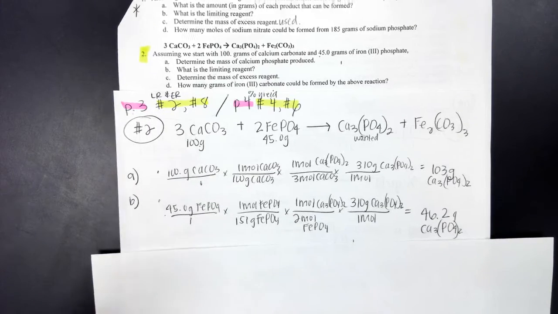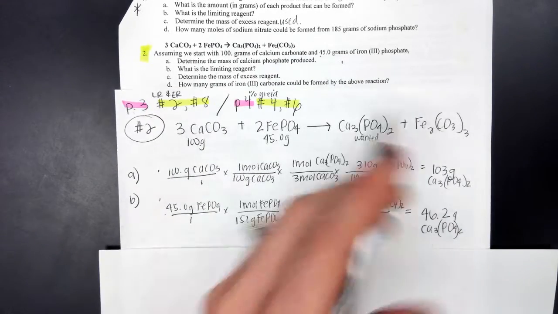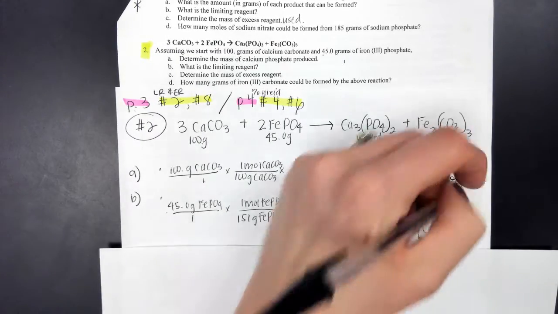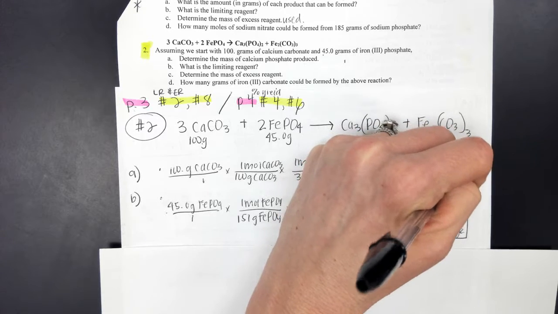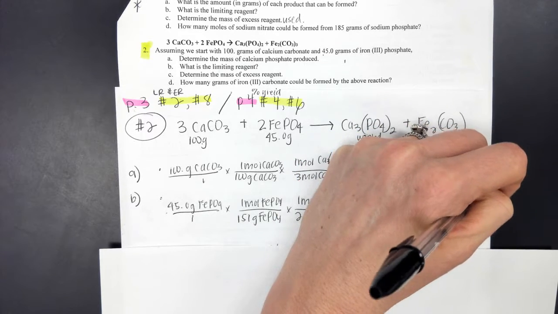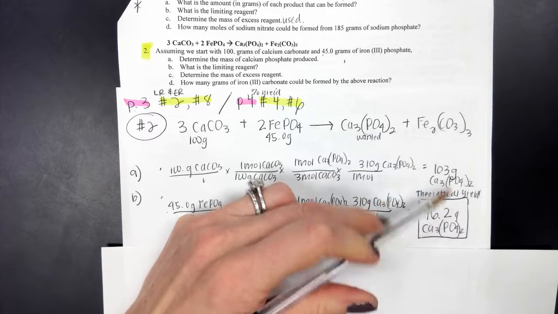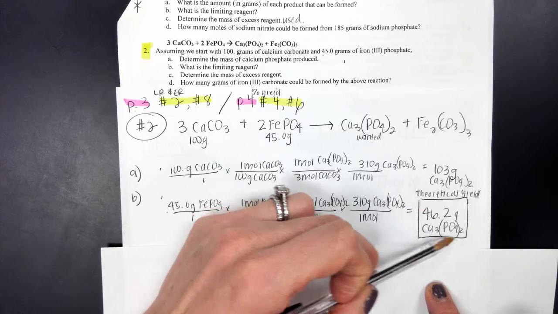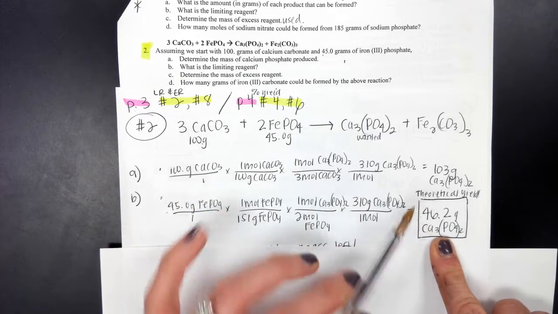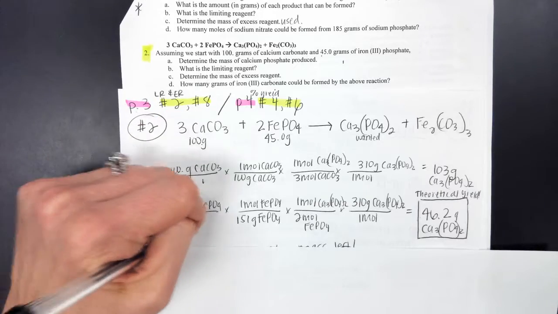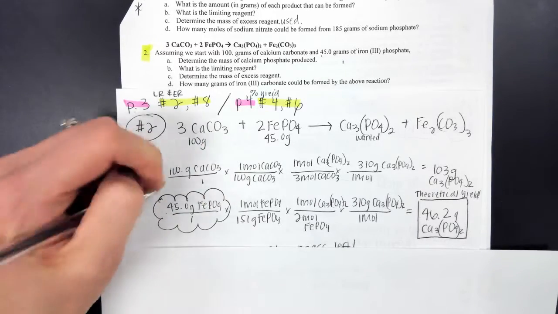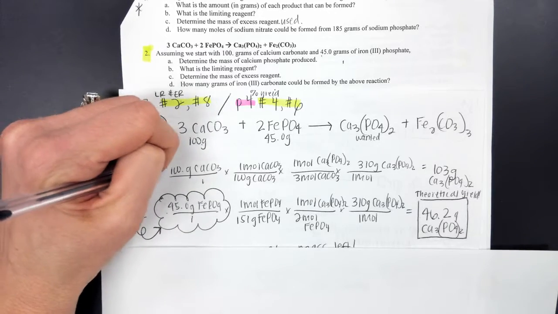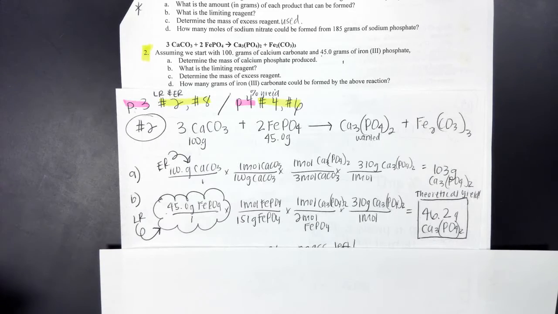Okay, so the maximum amount I can produce is your smallest amount of product. Okay, so this is my theoretical yield. You've got 2 yields, right? You've got 2 answers, but this is your theoretical yield because this is the only amount you can possibly make. This means that this one, 45.0 grams of iron phosphate, is our limiting reagent, and this guy is my excess reagent.